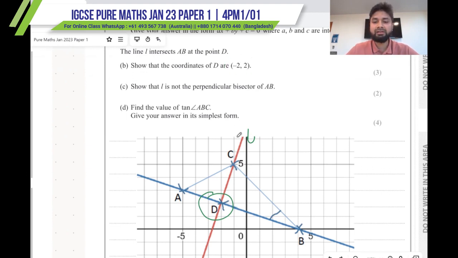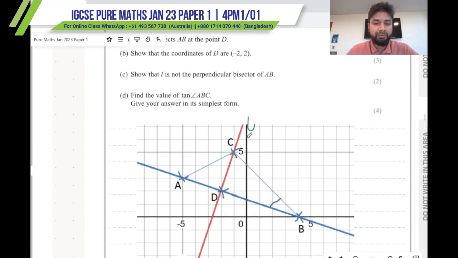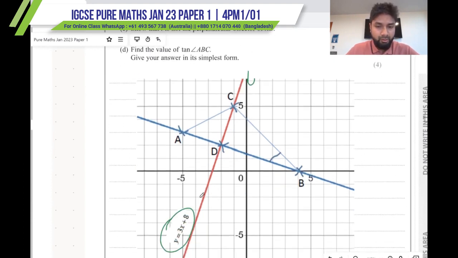So to find the coordinates of any intersection point of two lines, we have to use the equations of those two lines, and using simultaneous equations we can find the coordinates. We already know the equation for L. We now need to find the equation for AB.